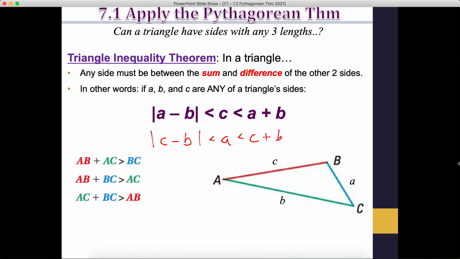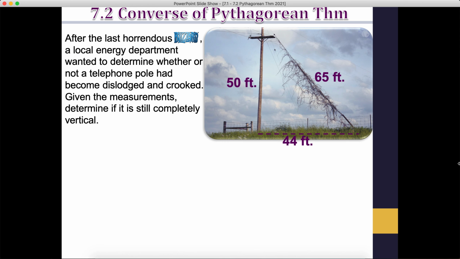All right, in terms of actually figuring stuff out and using the Pythagorean theorem, like I said, let's consider a situation like this. After the last horrendous blizzard that we had, little Easter egg to anyone who figures out that logo, a local energy department wanted to determine whether or not a telephone pole had become dislodged and crooked, just because of the weather. You know how it is sometimes.